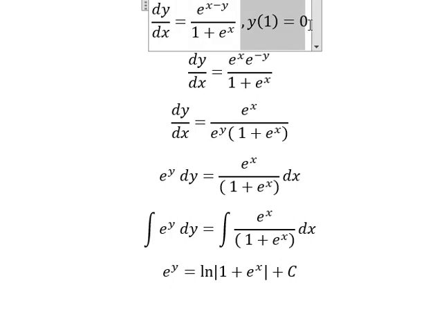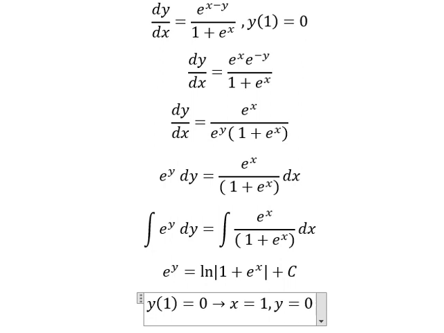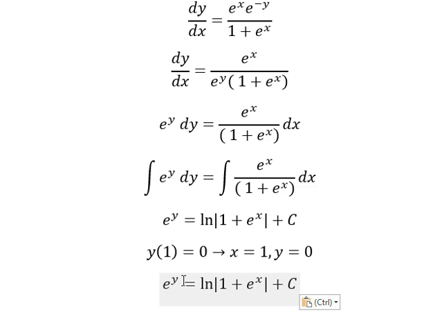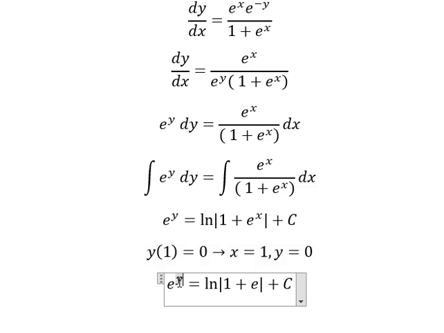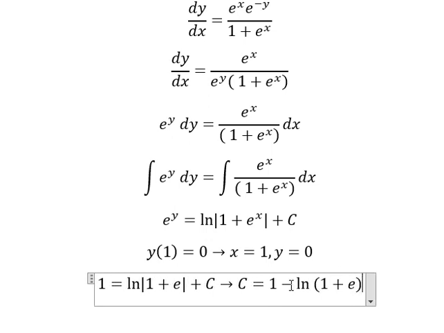Now we have the condition. That means when s equals 1, y equals 0. So I will put 1 in here, and we have e to the power of 0 here, and we have 1. And now we have c equals 1 minus Ln of 1 plus e.